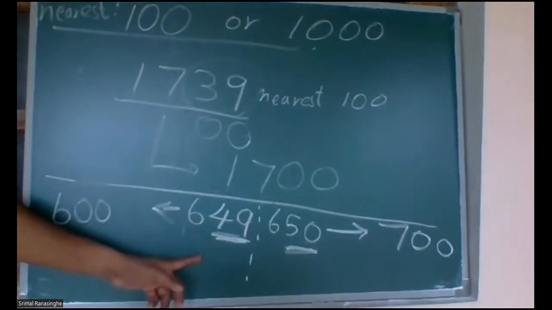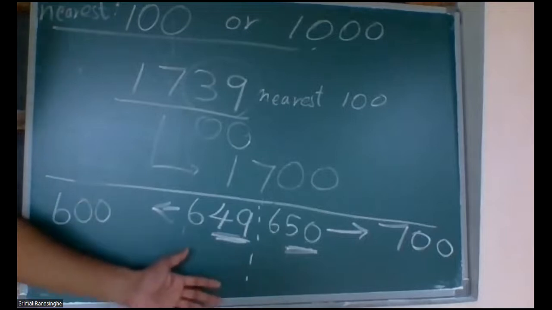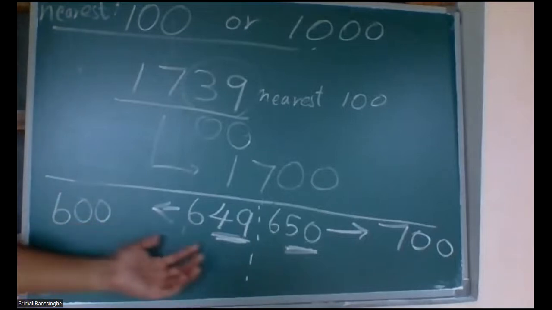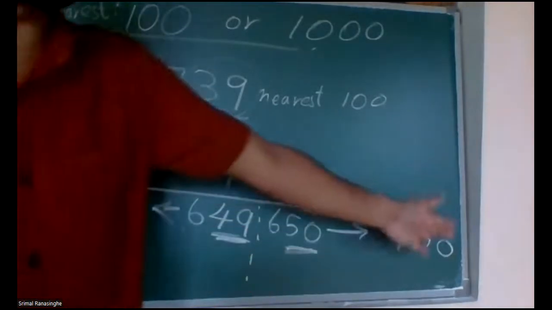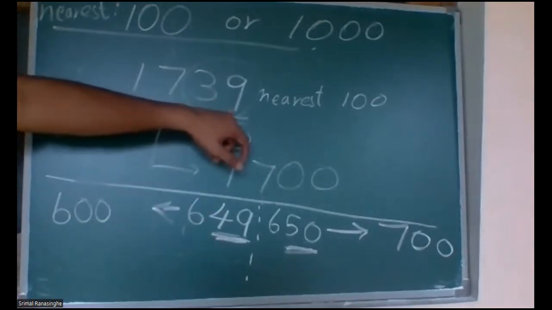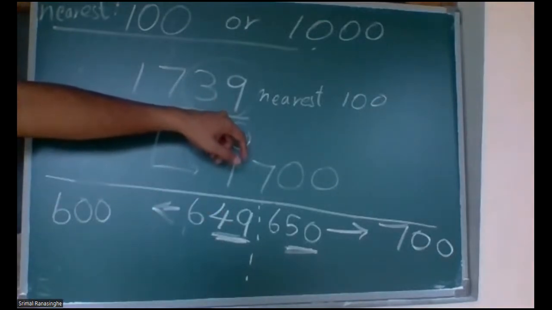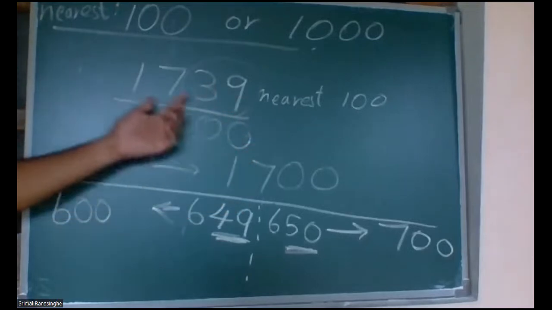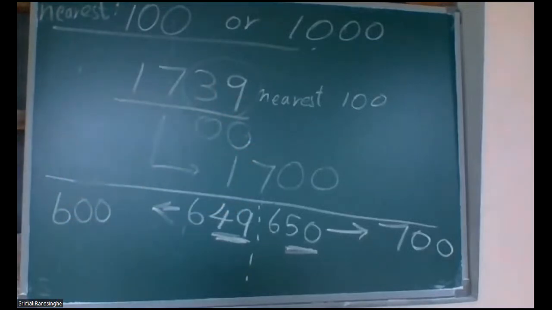Yes, that means 349 belongs to 300. 350 belongs to 400. Understand? Yes, sir. So here 39 is the largest final two digits. So that belongs to 1700. Right? Okay.